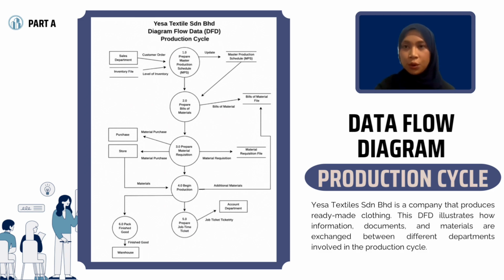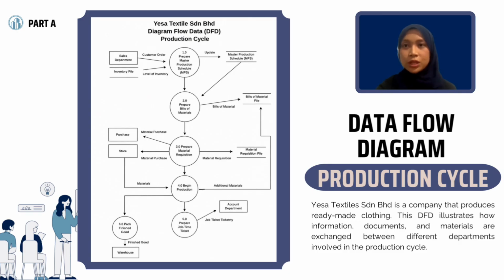Then we have process 3, which is to prepare the material requisition. Material requisition forms are prepared in 3 copies to request the materials needed to begin production. 1 copy is sent to the purchasing department, 1 copy goes to the store department, and another copy is filed in the material requisition file for record keeping.